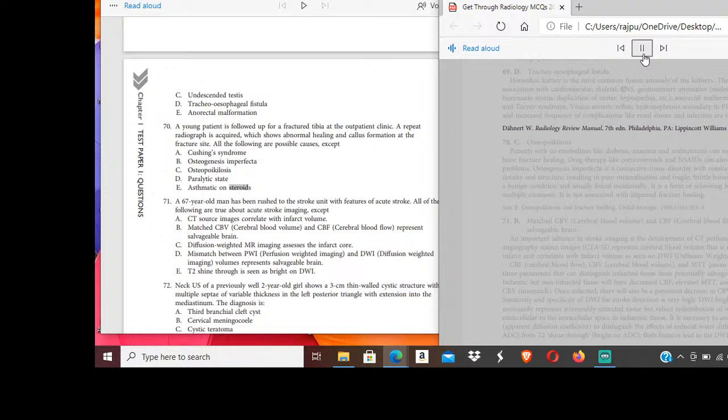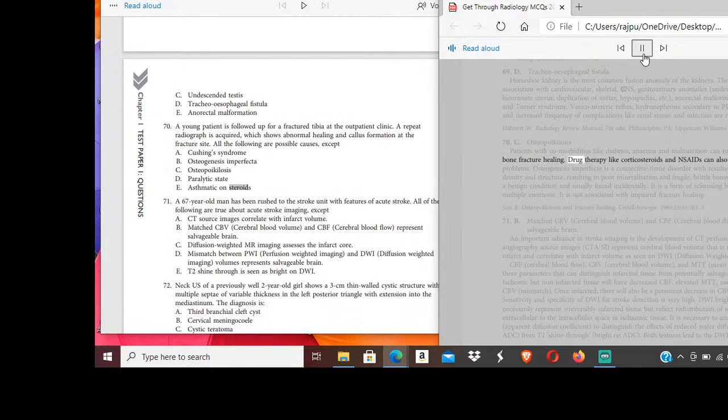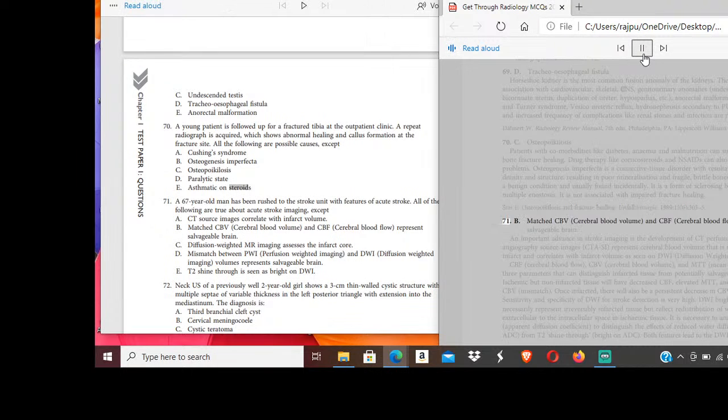Wilkins, 2011:948. 70. C. Osteopoikilosis. Patients with comorbidities like diabetes, anemia, and malnutrition can suffer from impaired bone fracture healing. Drug therapy like corticosteroids and NSAIDs can also produce similar problems. Osteogenesis imperfecta is a connective tissue disorder with resultant abnormal bone density and structure, resulting in poor mineralization and fragile, brittle bones. Osteopoikilosis is a benign condition and usually found incidentally. It is a form of sclerosing bone dysplasia with multiple enostoses. It is not associated with impaired fracture healing. Sim E. Osteopoikilosis and fracture healing. Unfallchirurgie. 1989, 15, 63035. 71. B.